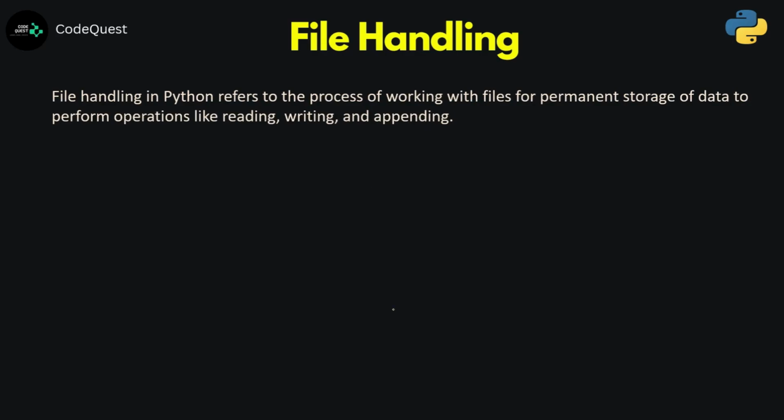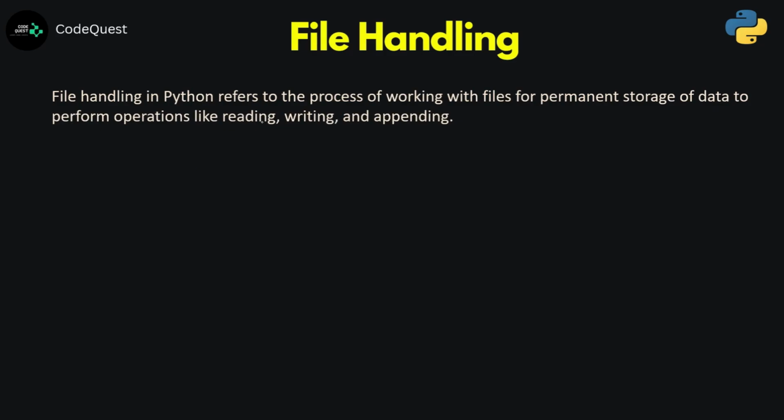File handling in Python refers to the process of working with files for permanent storage of data to perform operations like reading, writing, and appending. So far, whenever we develop a program, we usually save it in a particular file so that later on we can refer to it. And if any necessary changes are to be made to that file, we can do it.